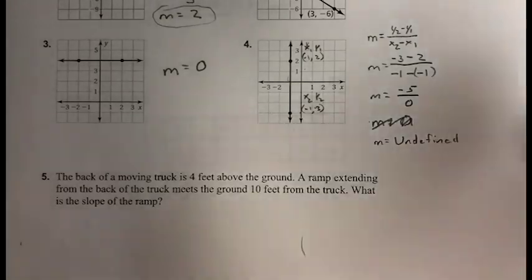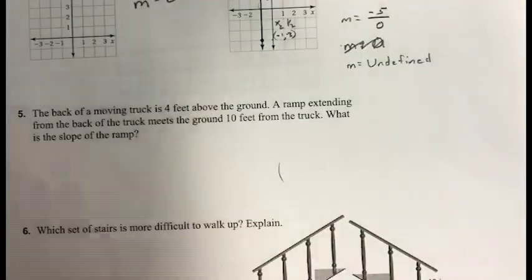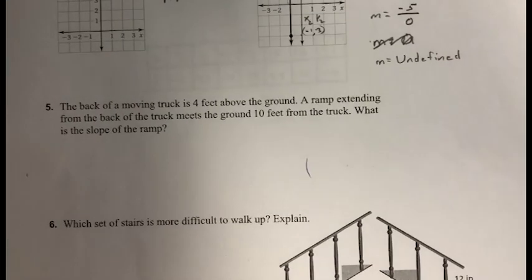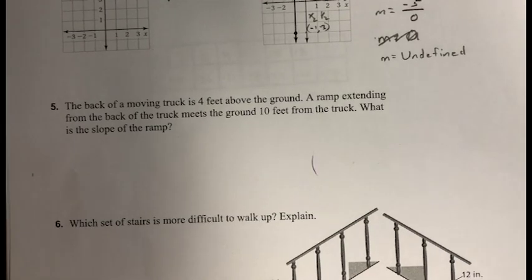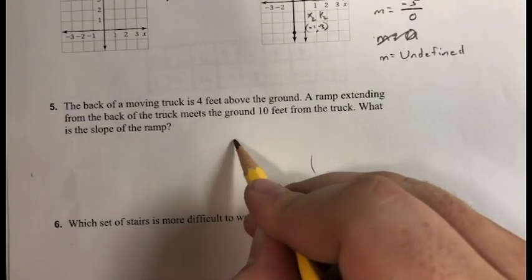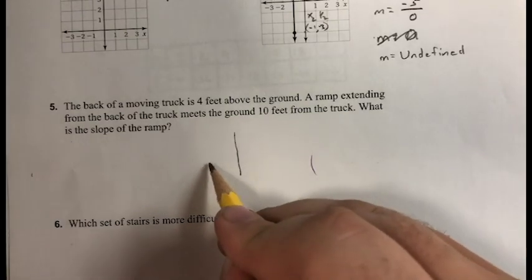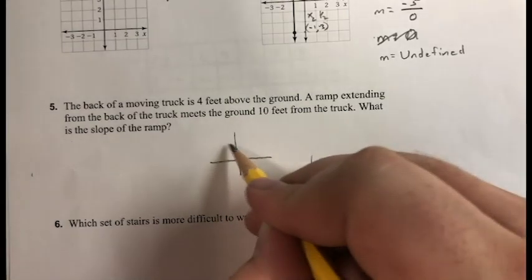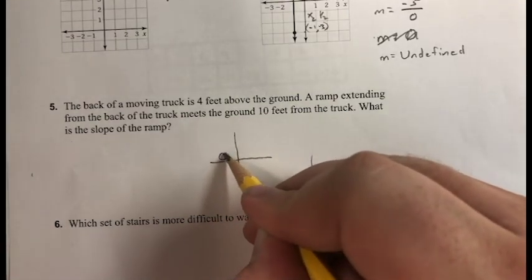All right, so your challenge problems, let's take a look at it and see if I want to give you a hint or not. 5, the back of the moving truck is 4 feet above ground. A ramp extending from the back of the truck meets the ground 10 feet from the truck. What is the slope of the ramp? I am going to help you just a little bit here. So let's pretend that I'm going to do a little bit of a graph here. And your truck, I'm going to draw a little truck here. You got a truck bed.